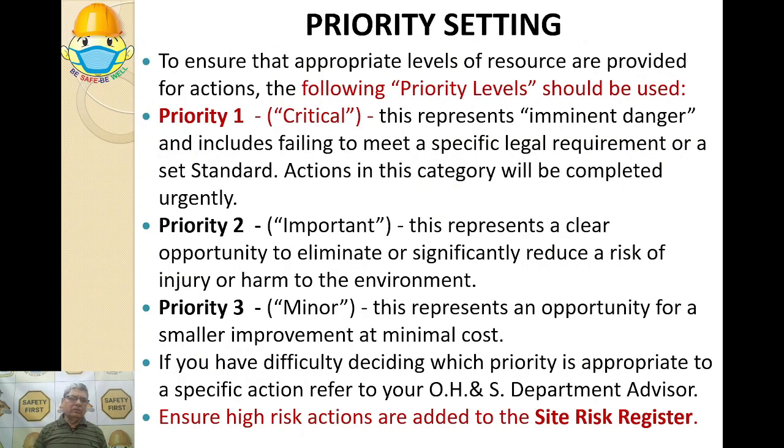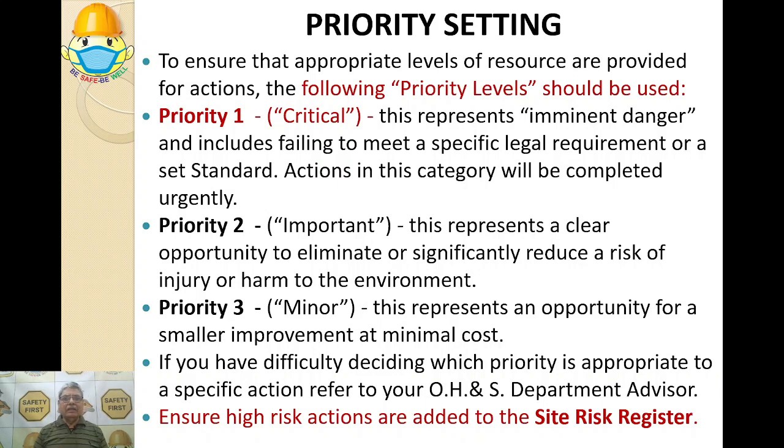Priority setting. So in short, here our priority one should always be the critical risks. This represents imminent danger and includes failing to meet a specific legal requirement or a set standard. So what is in critical? We know that whatever the risks are beyond a 10 rating, they are called critical risks.